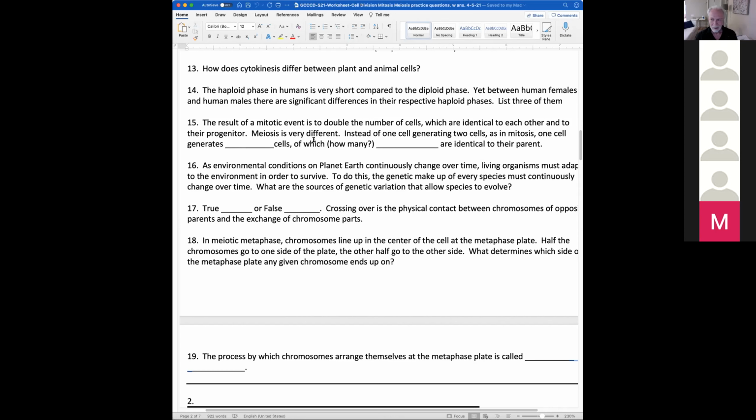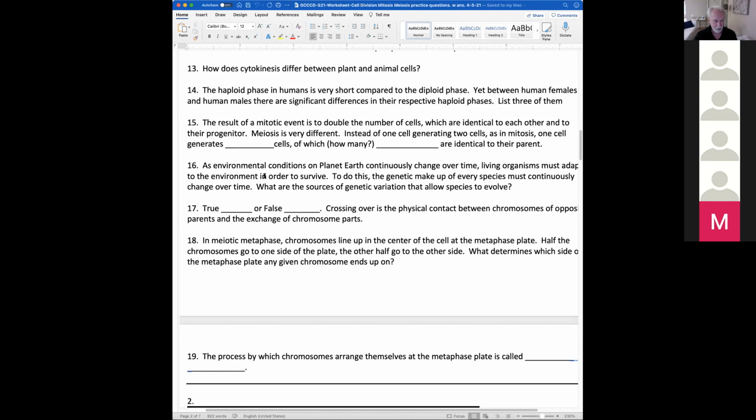Was that 4? Yes, there are 4 products of meiosis, of which how many of them are identical to the parent? Zero. 0 is right. That's one of the main goals of meiosis, is to make sure that the progeny are not identical to the parent and not identical to each other. It's a source of variation.